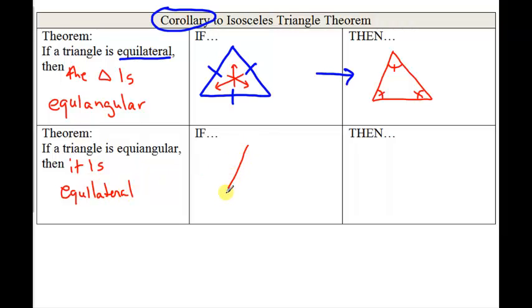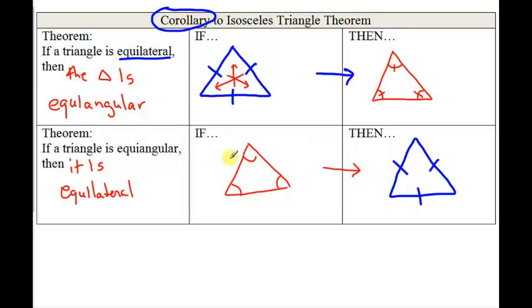So if you are looking at a triangle and you have information about the 3 angles being equal, then you can conclude that not only are those angles equal, but so are the sides. You'll be able to tick mark the 3 sides also.